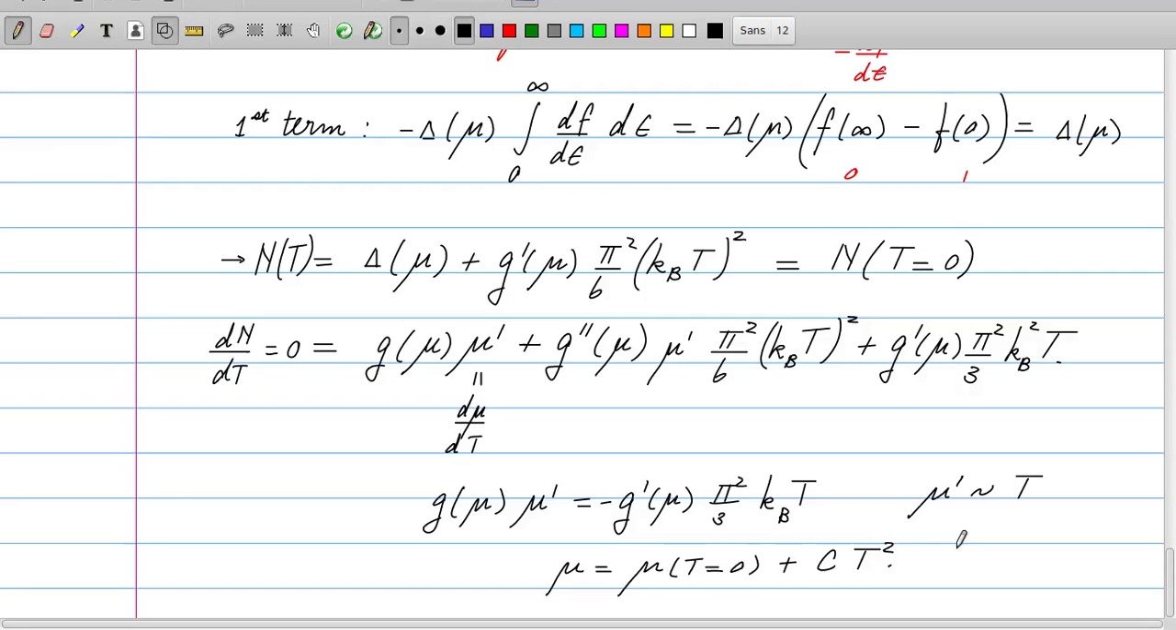And so that means that mu only weakly deviates from its 0 temperature value, which is the Fermi energy, and it's weakly enough to not affect the validity of our previous analysis of the specific heat of the electrons in a solid.